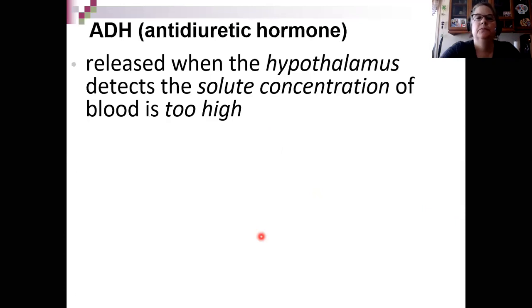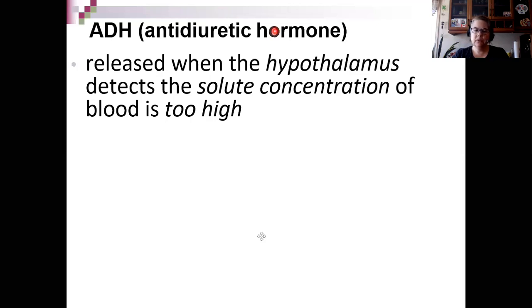ADH stands for antidiuretic hormone. On your data sheet, you have ADH and you also have antidiuretic, so you have both of those terms. A diuretic makes us pee, so an antidiuretic makes it so we don't pee. It's released when the hypothalamus detects the solute concentration of the blood is too high.